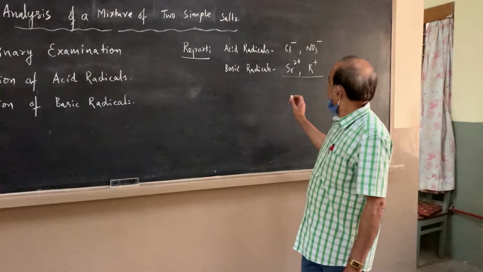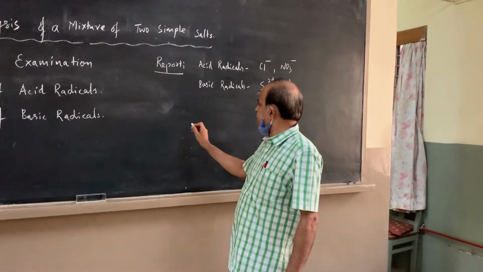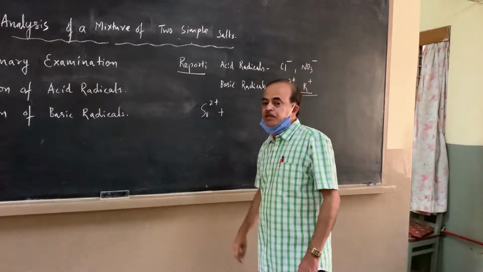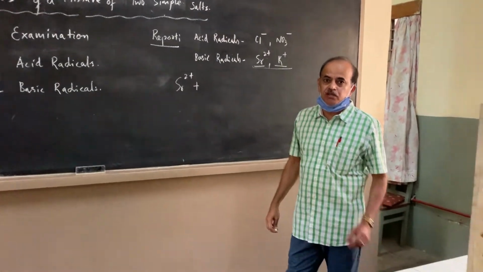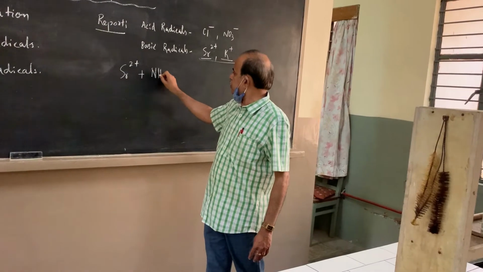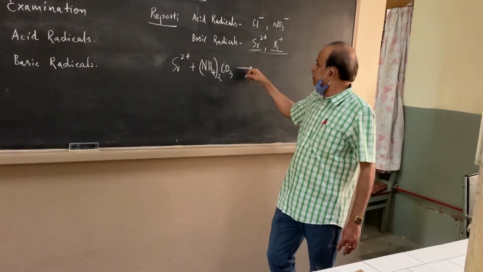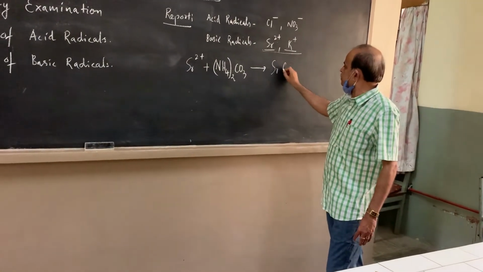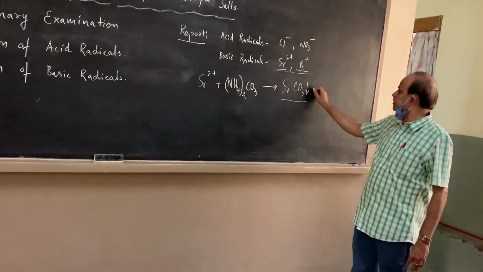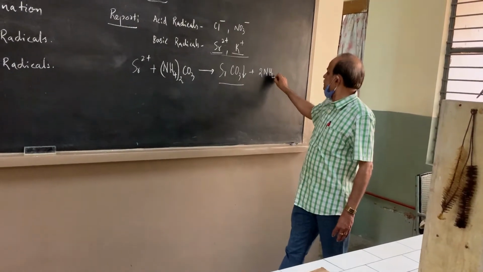Then for the basic radicals that we have confirmed, we need to write chemical reactions. Let us say, for example, for strontium, the group test can be written. You get a precipitate in the fifth group upon addition of ammonium carbonate. Now, I take the strontium ion and treat it with ammonium carbonate. The precipitate I get is white in color and it is SrCO3, strontium carbonate. And for balancing, I will write 2 ammonium ions.